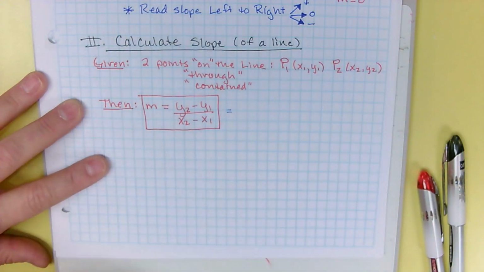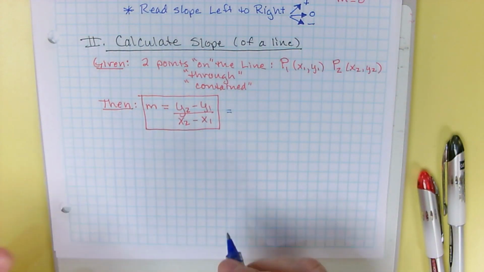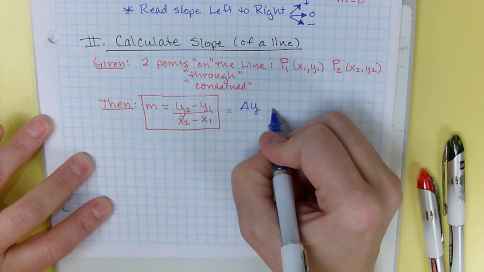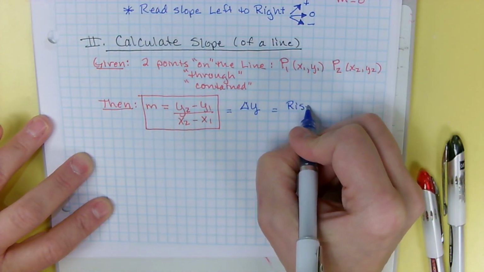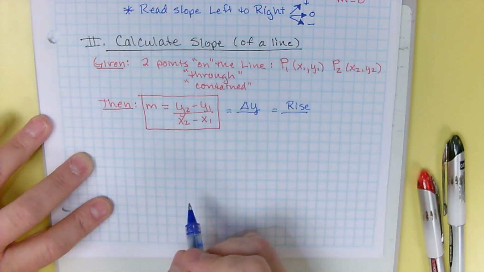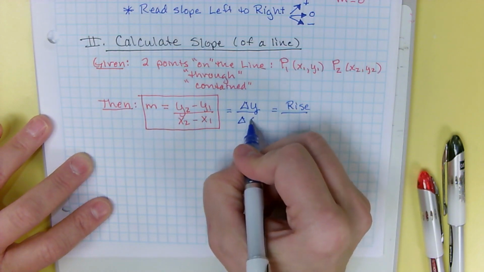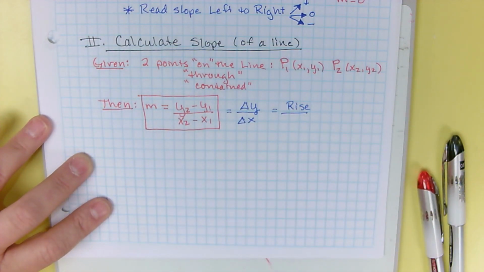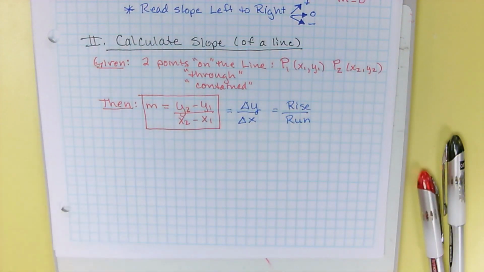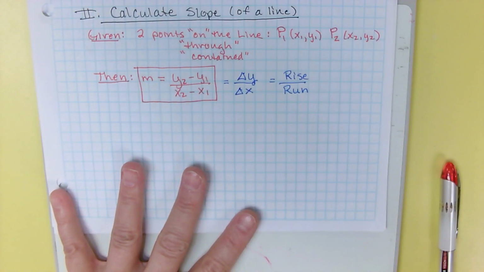Now, if you're looking at this, y2 minus y1 is the difference in the y's. That's your change in y. And since it's up and down, that's your rise. How far did you go up? On the bottom, the difference in the x's is the change in the x, which is how far you went left to right, which is the run. So you can see how the formula is related to those other ways to think about things.